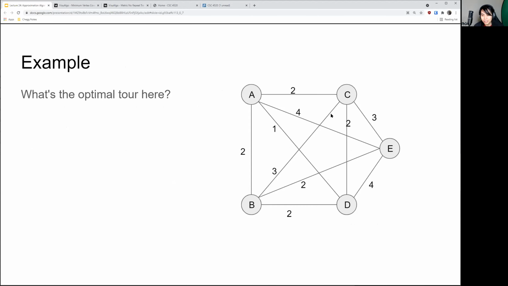Okay, so let's go ahead and take a look at an example. I'm going to give you all 1 minute to stare at this graph. You have, in this case, 5 cities, A, B, C, D, and E. And what we want to do is find the optimal tour.